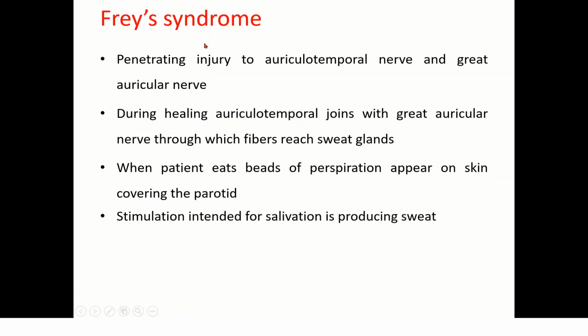Frey syndrome, the most important, occurs either after a penetrating injury or after parotid surgery, which leads to damage to the auriculotemporal nerve and great auricular nerve. During healing, the auriculotemporal nerve joins with the great auricular nerve, through which fibers reach the sweat glands. So what happens when the patient tries to eat? Beads of perspiration appear on the skin covering the parotid gland. That means stimulation which was intended for salivation is producing sweat. This is called Frey syndrome.